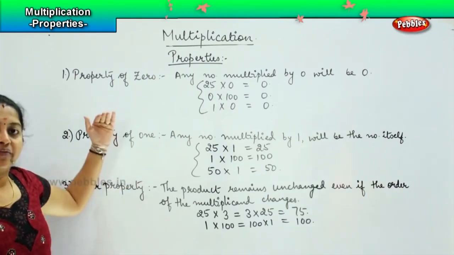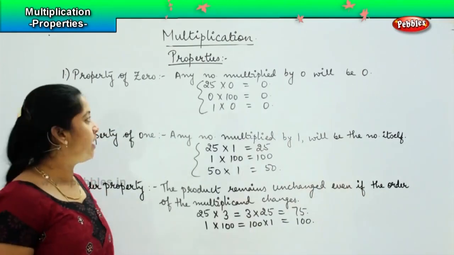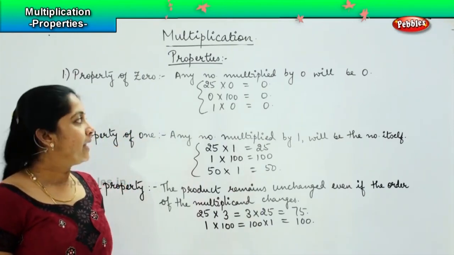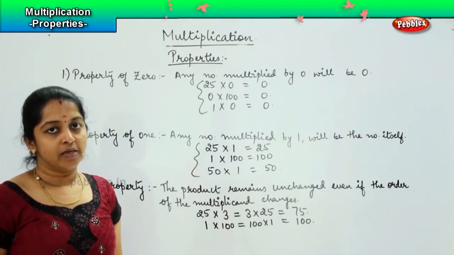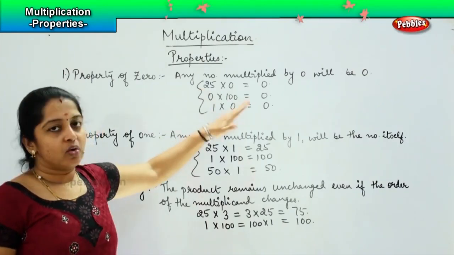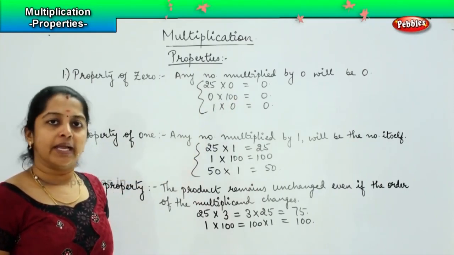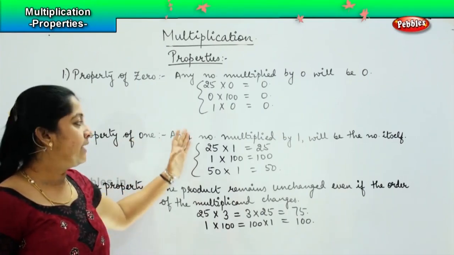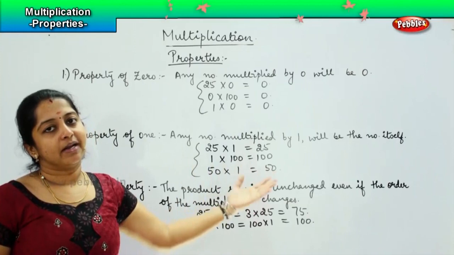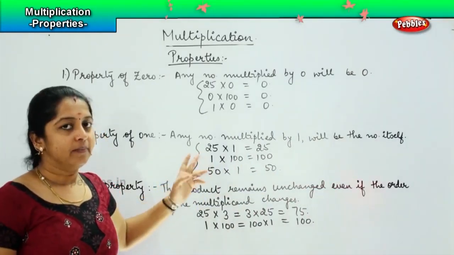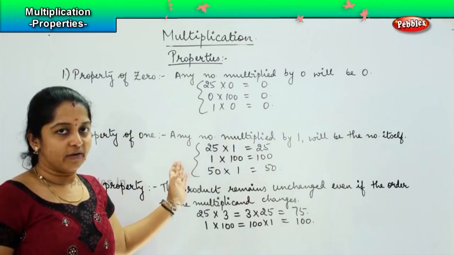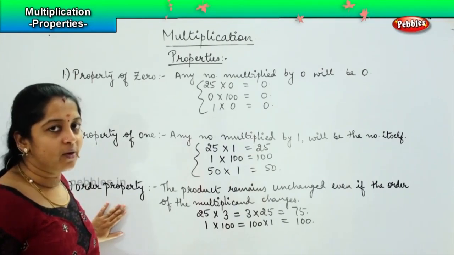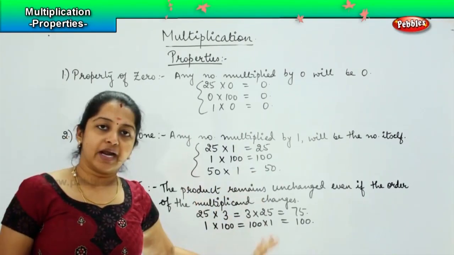Okay. So to give you a brief recap of what we have learned so far, the first one is the property of 0, which states that any number when multiplied by 0 will be 0. So if you multiply any number with 0 in either order, the answer will be 0. The second one, the property of 1, states that any number multiplied by 1 will be the number itself. As I showed you in the example, if it is 25 into 1 or 1 into 25, the answer will be the same, 25.